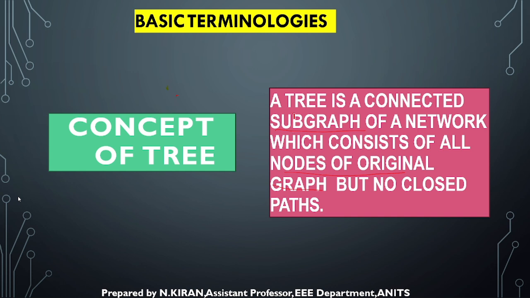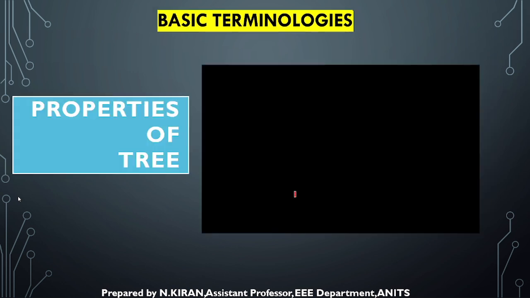A tree is nothing but a subgraph. That is, it is a part of the original graph where it should contain the nodes of the original graph. That means if my original graph has 4 nodes, your tree should also contain those 4 nodes. But no closed loop or closed path should be present in the tree. Let us try to understand by means of one example in a later slide.